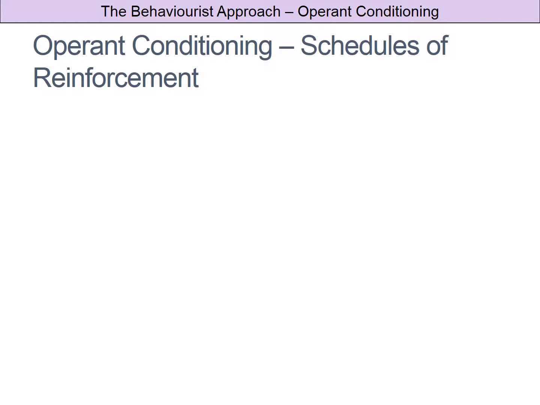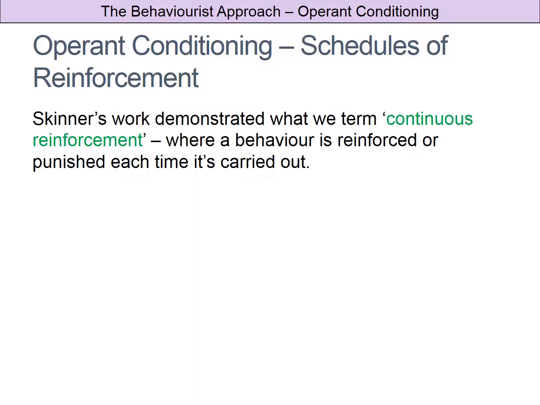So schedules of reinforcement, there are various different types of reinforcement, and this is thinking about when the consequence occurs after the action has taken place. So Skinner's work demonstrated continuous reinforcement, and that's the most simple schedule of reinforcement. An action is carried out and then immediately there is the consequence at the end of it. So that action is either reinforced or punished each time it's carried out. But there are other ways that behaviour can be reinforced.